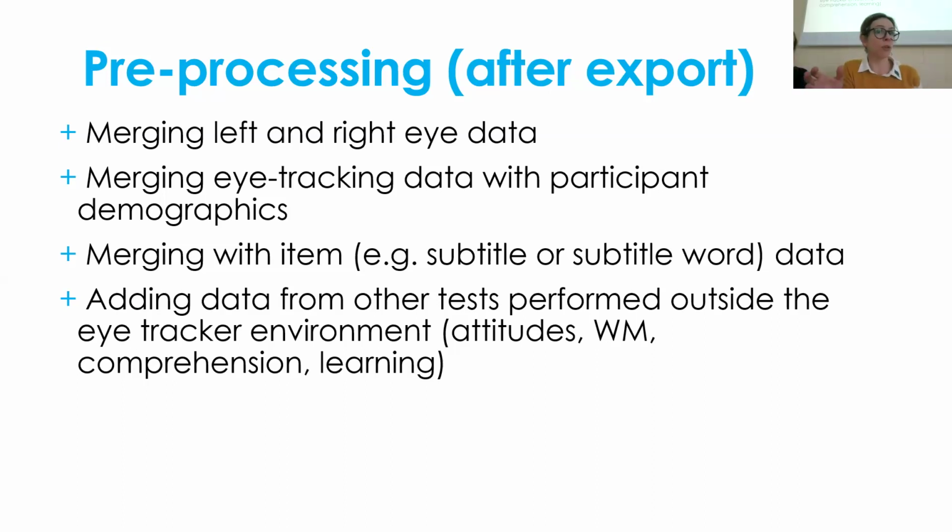So this happens outside of the eye tracking data. And then we want to add this to each. So we have these participant codes, P01, P02, and each of these has in a separate data set information about their working memory capacity, their results in a learning test or in a comprehension test. So this also is part of pre-processing. You're going to have to add this to whatever comes out of the eye tracking software.